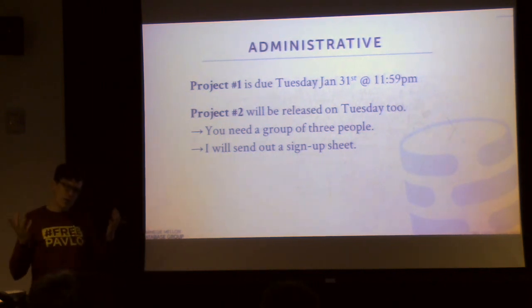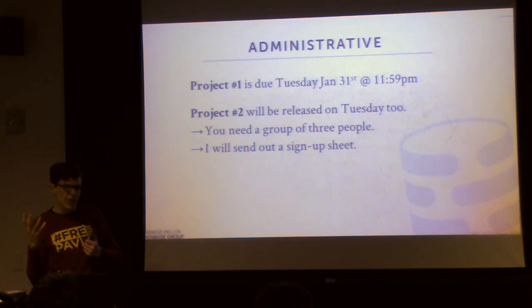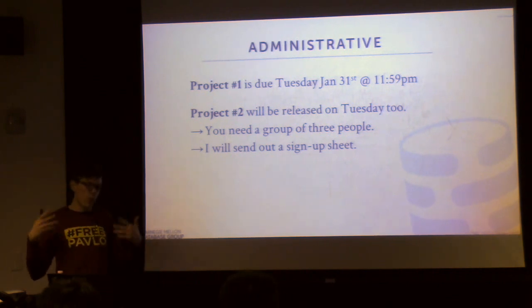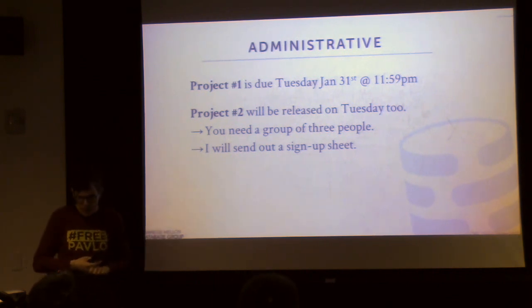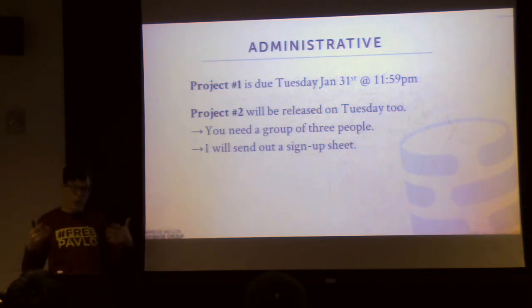So I know some of you have been joining together and formed groups. So what I'll do is I'll send out a link on Piazza to a Google spreadsheet where you can fill in who is going to be in each of your groups, just so we know who still needs to be assigned to a group. If you can't find a group, we'll figure out something for you. Okay. So any questions about project number one? Any questions about what's expected for forming a group for project number two?